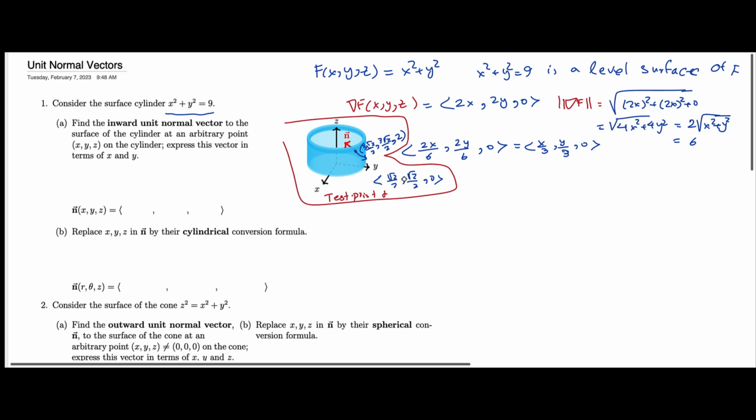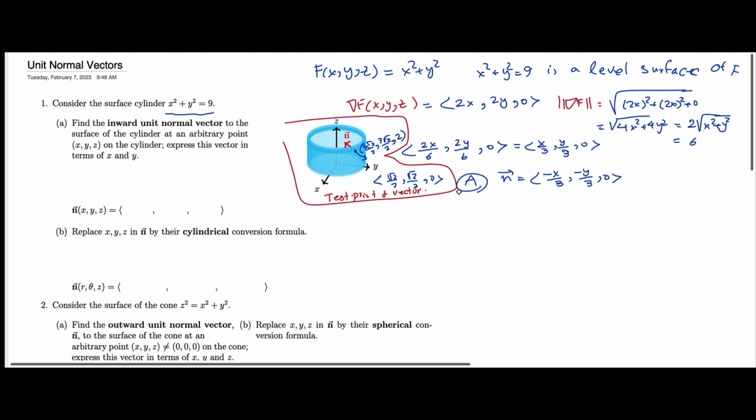And the vector associated with that. And so the test point and vector taught me that I have to multiply by a negative sign. So n is going to be negative x over 3, negative y over 3, and 0. Okay. Now this is part A. Let's do part B.